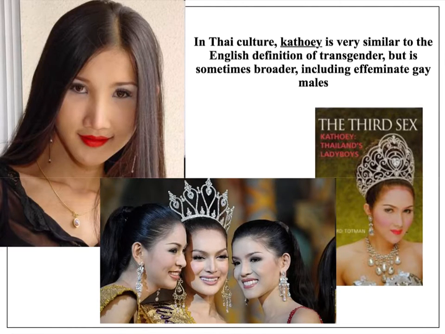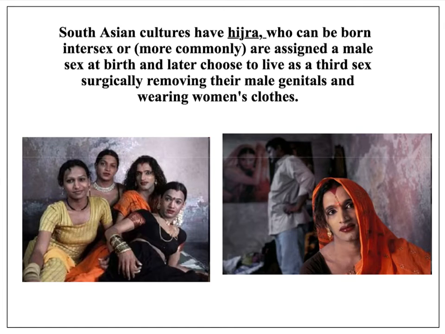In Thailand, there are the Kathoey, which is similar to our sort of English definition of transgender, but it is often much broader and can include effeminate gay males. In South Asia, they have the Hijra, who are born intersex or, more commonly, assigned a male sex at birth, but then later choose to live as a third sex, surgically removing their male genitals and wearing women's clothing. The Hijra model their aesthetic and their way of being after the Hindu Hijra goddess, who is both male and female, thus constructing a third gender.